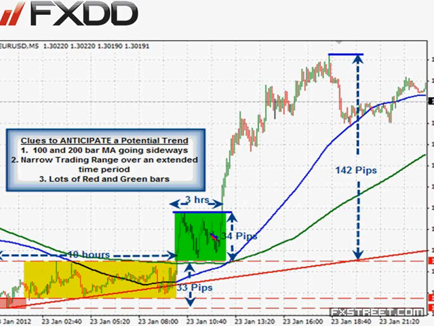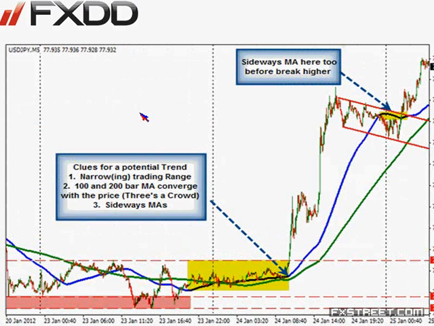And because you're anticipating a trend, because the market's non-trending, you can hopefully get a trend. And that's so important to your trading. That's where you're going to make the most amount of money. Let's take a look at the dollar versus yen, a few more examples before we get into our questions here.